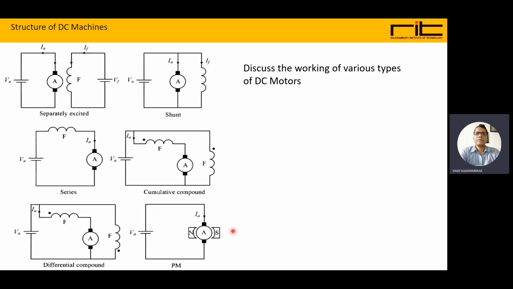Now one more possible structure of DC machine is the permanent magnet DC machine, where the field windings, which are shown here as series or as parallel, are now removed and permanent magnets, you can see here N and S, are placed on the stator. That is the structure of the permanent magnet DC machine.